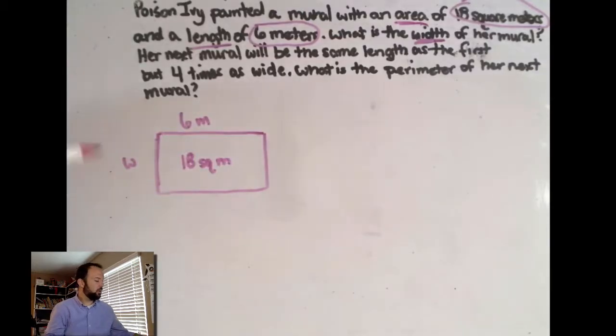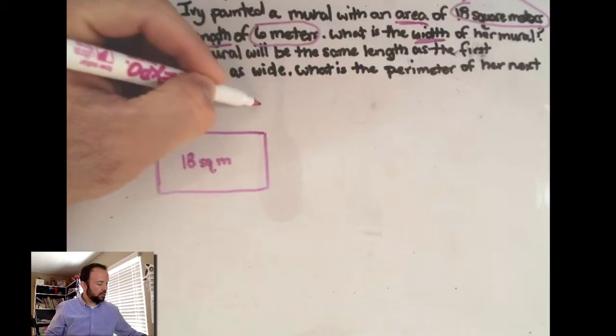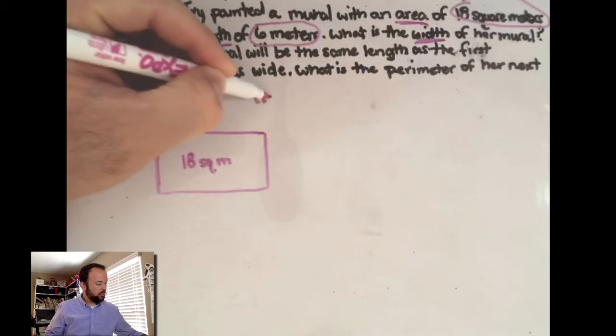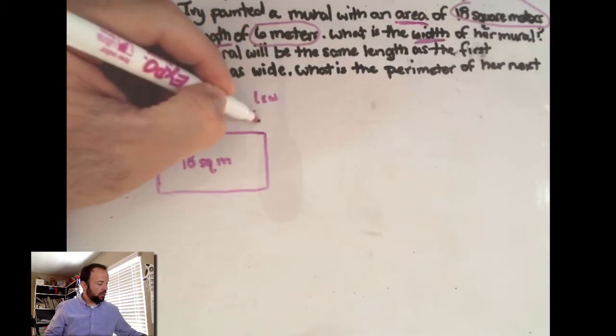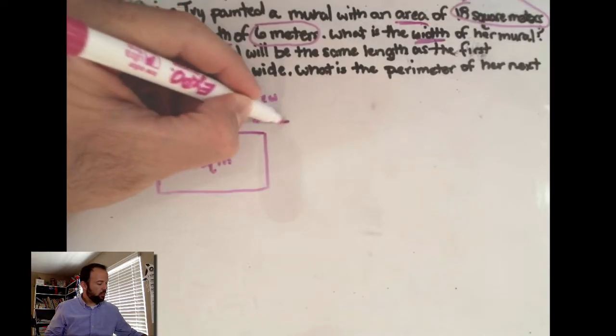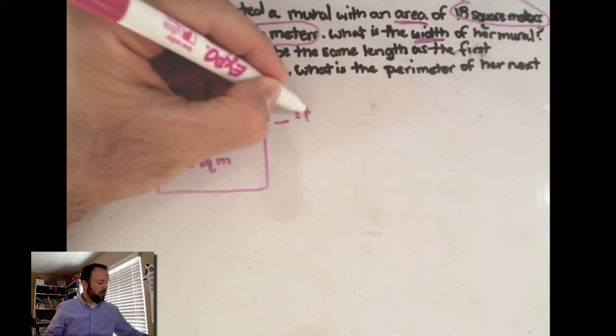All right, perfect. So if that's our area, and we know to find the area you have to do length times width, so 6 times what will give us 18? Again, our area is length times width. We have a length of 6, so 6 times what will give us the area of 18?